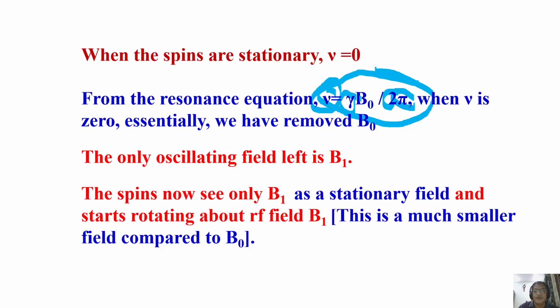Then what does it mean? When nu is 0, you are making B naught 0. That is the only thing you can vary. These are constant terms. That means in this rotating frame, when the spins are stationary, you feel the main magnetic field B naught is removed. It is 0. The spins feel as if you have not applied the external magnetic field in the rotating frame. So what does it mean? Earlier the spins were precessing along the z-axis, in the direction of the main magnetic field.